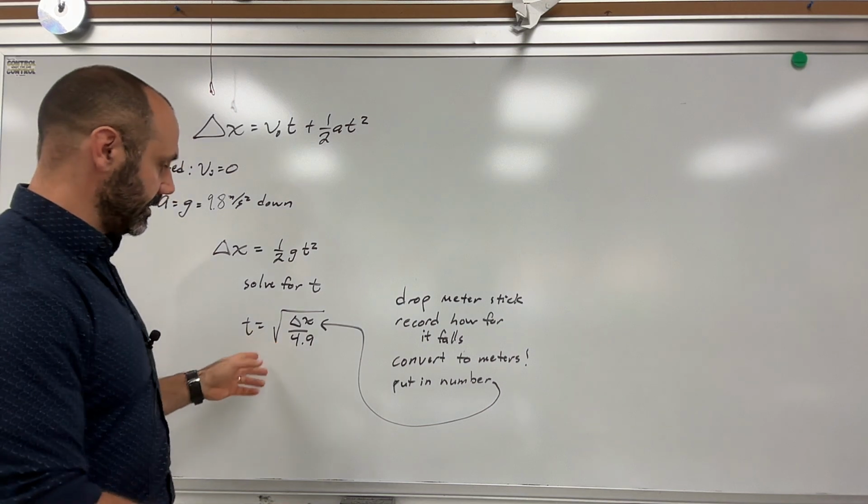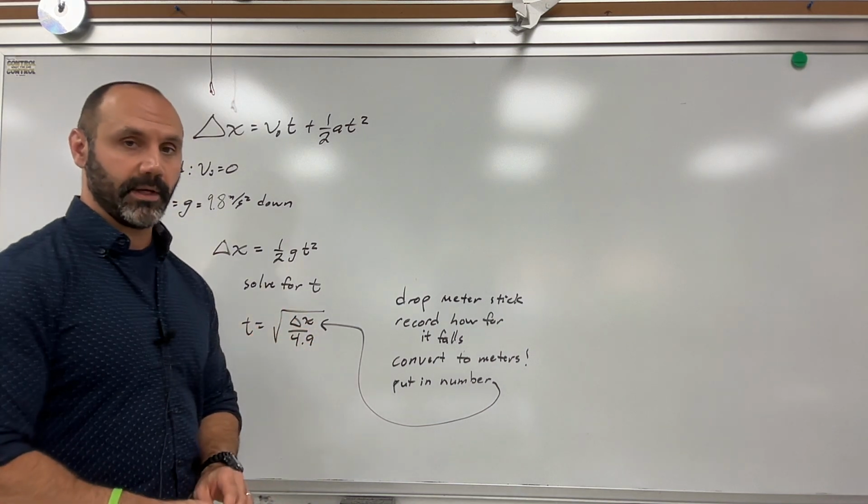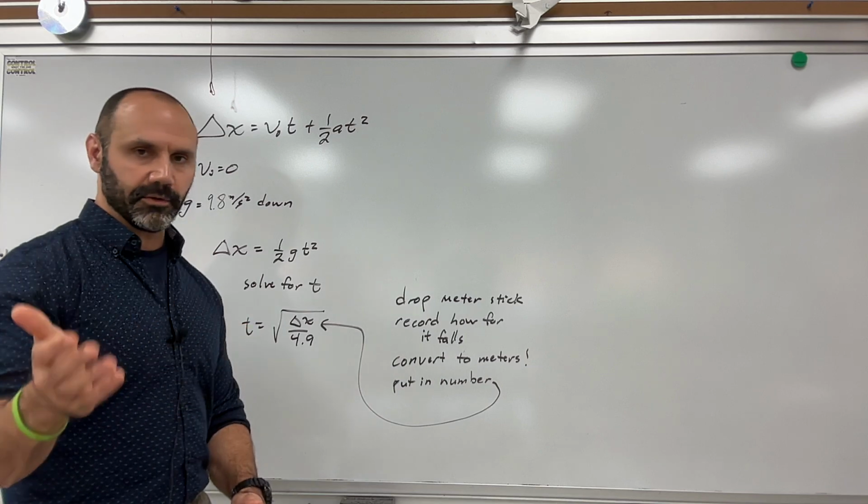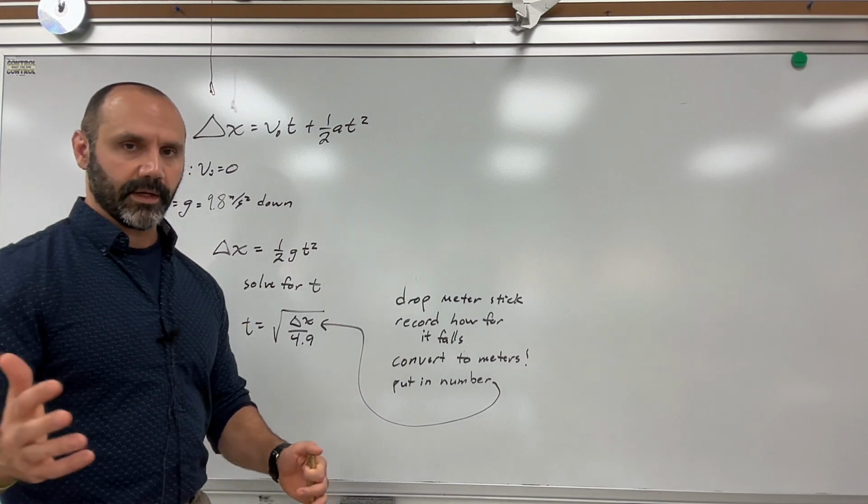Divide by 4.9, take the square root, and that'll tell you what your reaction time is. It should be usually in the order of 1/10 of a second to a few tenths of a second. That's kind of normal reaction time.